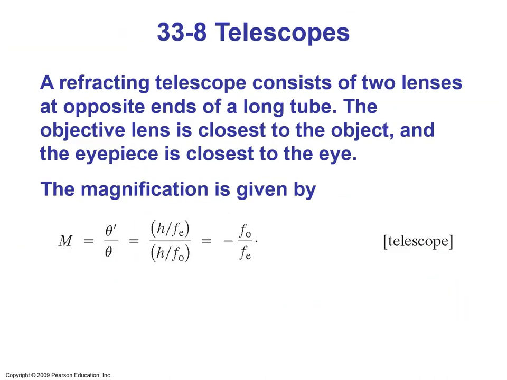Section 8, telescopes. A refracting telescope consists of two lenses at opposite ends of a long tube. The objective lens is closest to the object, and the eyepiece is closest to the eye. The magnification is given by theta prime over theta. It's given by h divided by the focal length of the eyepiece over h over the focal length of the objective, which results in minus the ratio of f_o divided by f_e.